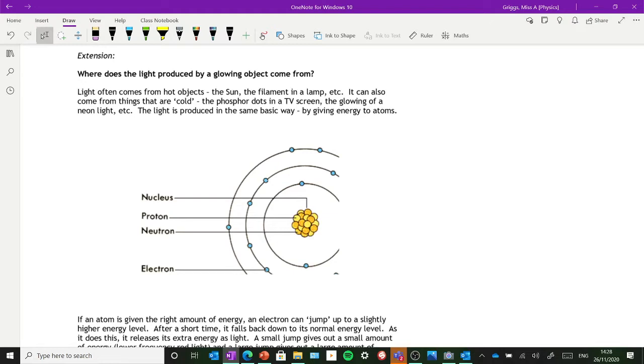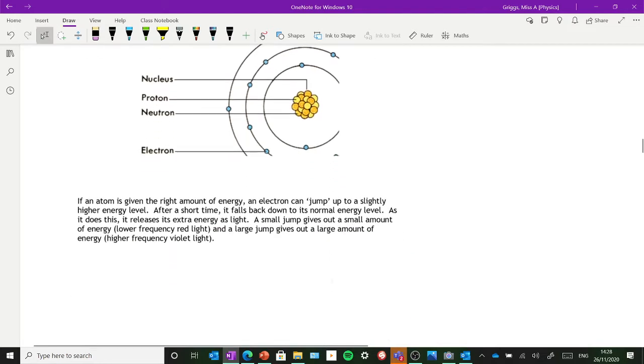So light often comes from hot objects, so the sun, the filament in a lamp, etc. It can also come from things that are cold. The phosphor dots in a TV screen, the glowing of a neon light, etc. The light is produced in the same way by giving energy to atoms. So basically what happens, I know my printing isn't great on this one.